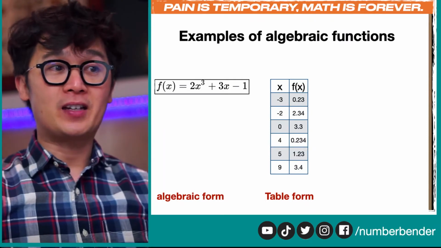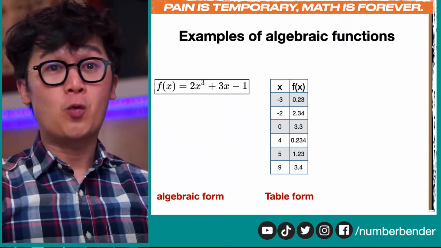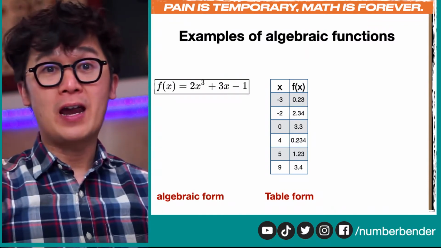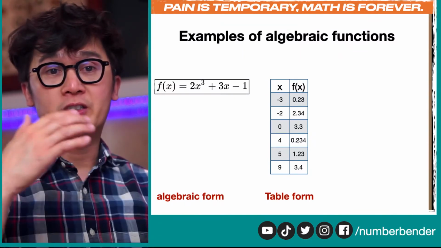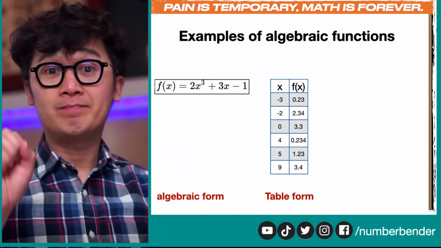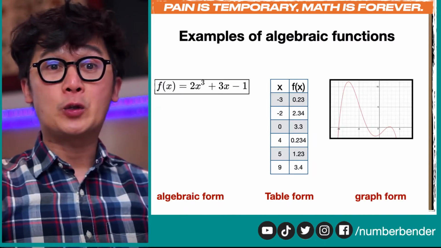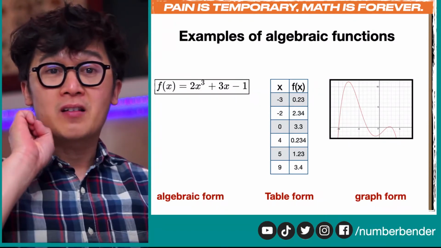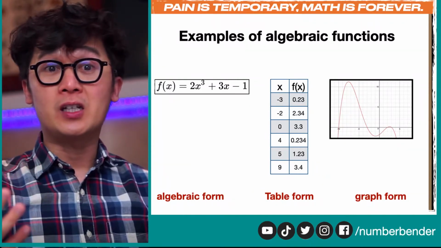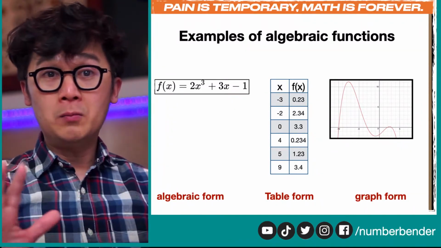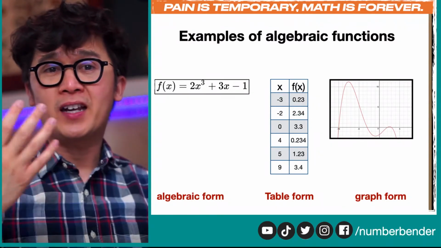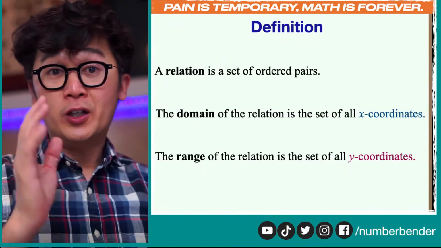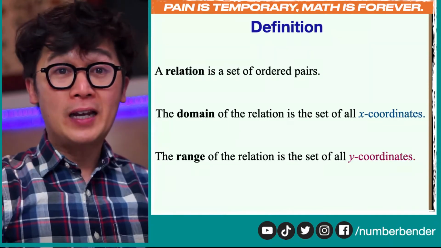So in this case, if x is equal to negative 3, then f of x, or your y value, is equal to 0.23. And if x is equal to 9, your y value, or your f of x, is equal to 3.4. So this is how we represent a function in table form. And the last form that you will encounter in mathematics would be function in graph form. So these are the three types of representation of a function in mathematics, and all of them hold the basic idea of input and output. And that's what we're going to be learning today, and we're going to be seeing relations in a different light.